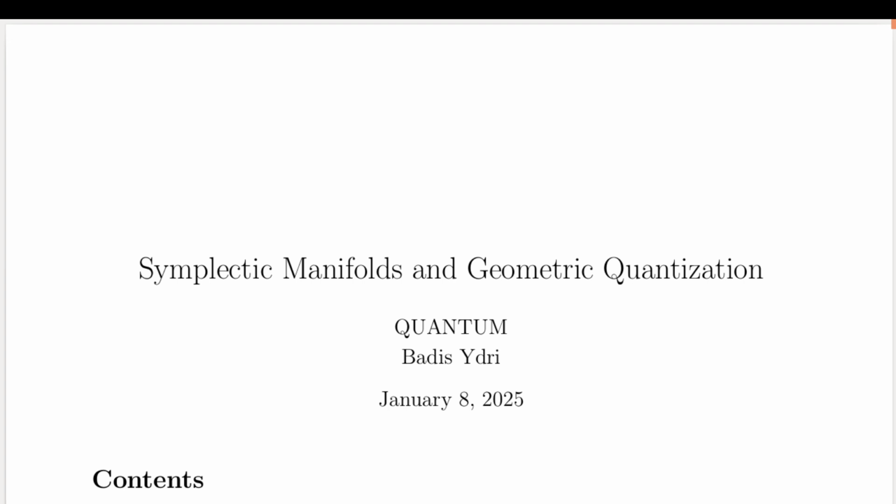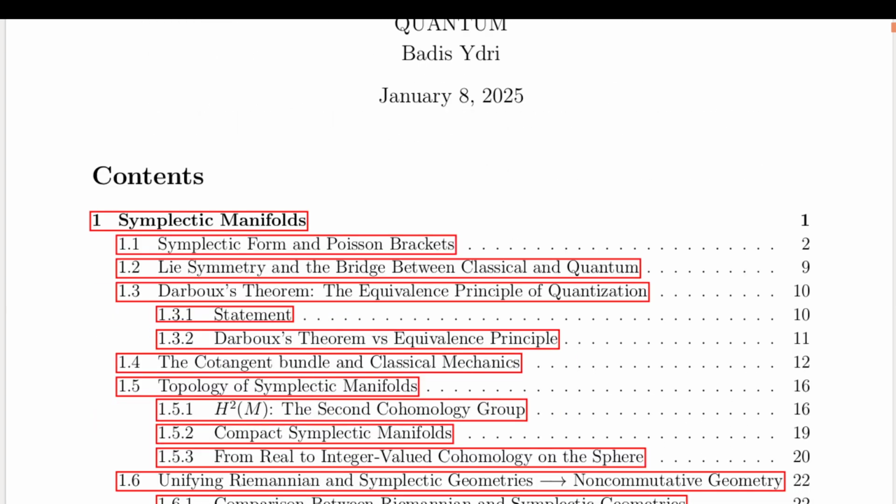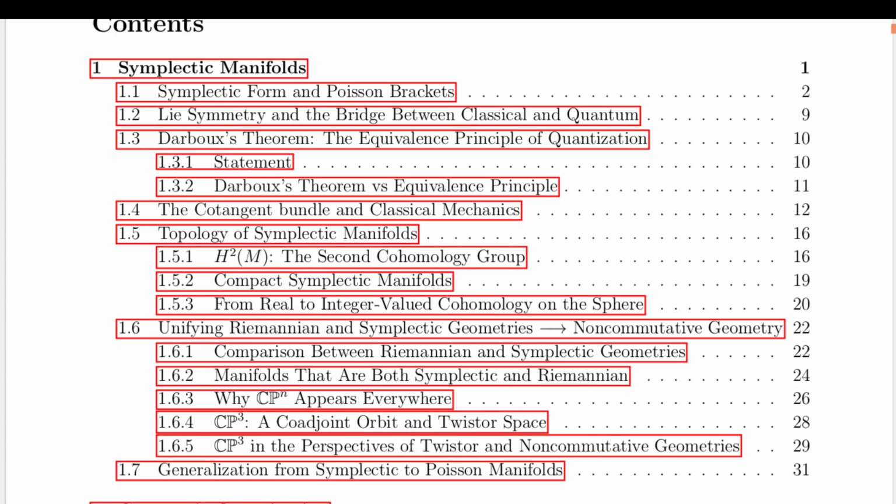In our last episode, we delved into the core of symplectic geometry, discussing the symplectic form, Poisson brackets, Lie symmetries, and their role as a bridge between classical and quantum mechanics. We also explored Darboux theorem as the equivalence principle of quantization and the cotangent bundle's role in classical mechanics.